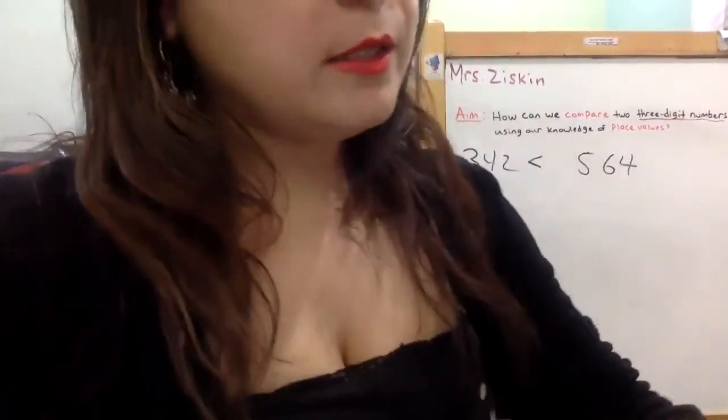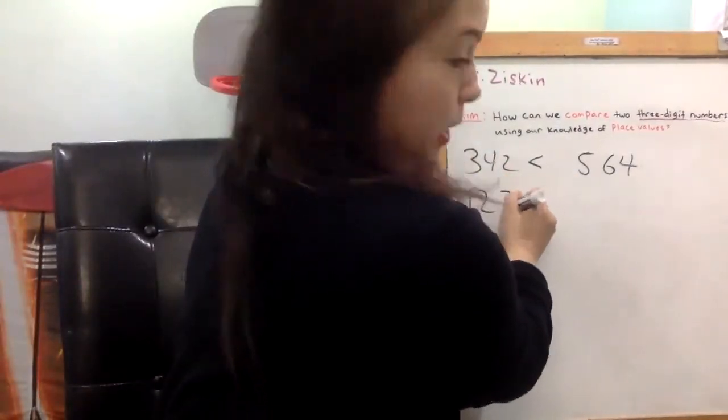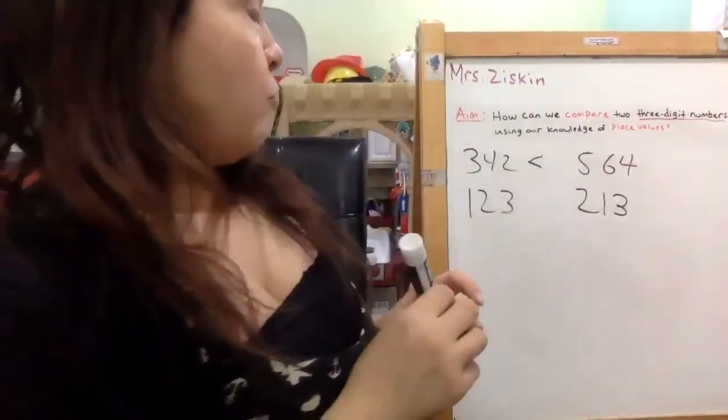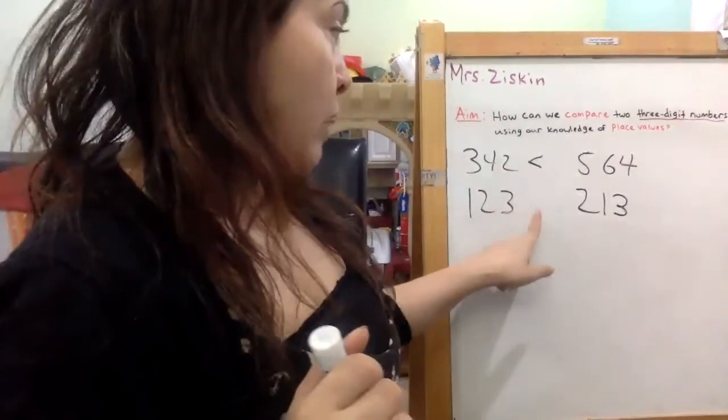So our next problem was 123. And then the next number was 213. So Robert, we haven't heard from you in a while. Can you tell us what you got for number 2? What answer did you get? I have 123 is greater than 213. So Robert's saying 123 is greater than 213. Do we agree with Robert? Thumbs up or thumbs down?